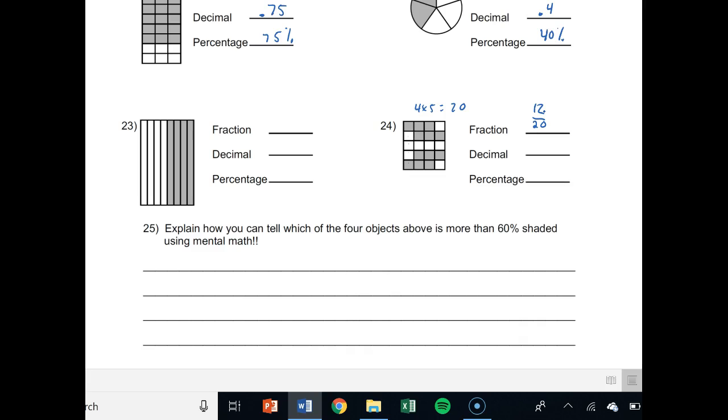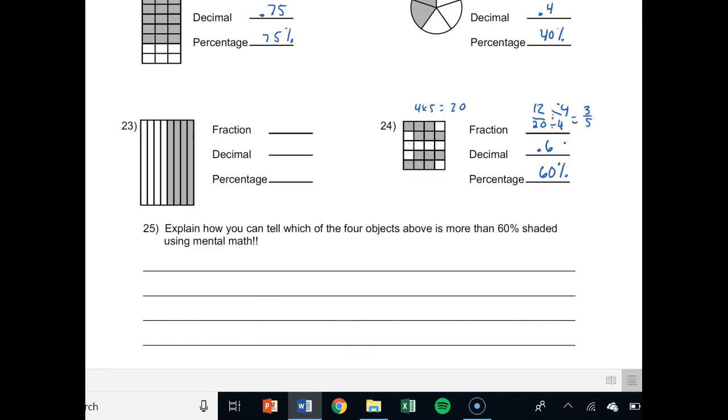And then again, you got to make sure to simplify that. So again, you got a calculator. You can use it if you want to. Or you can say, hey, I know how to divide by 4 on both of these, right? In doing so, that gets you 3/5. And once you have 3/5, you can say, okay, 0.6 and 60%.